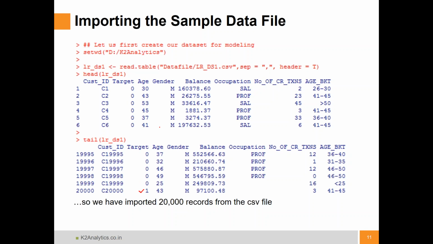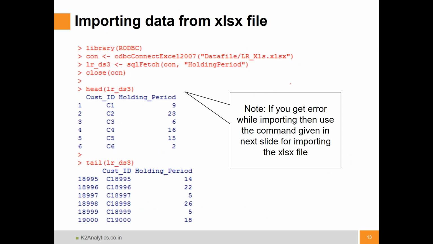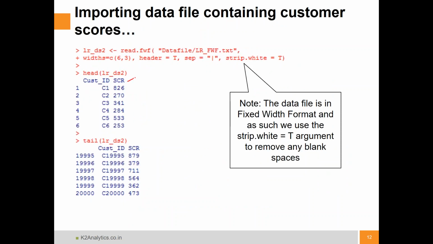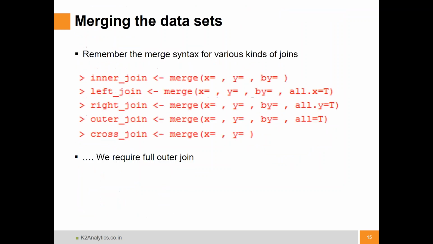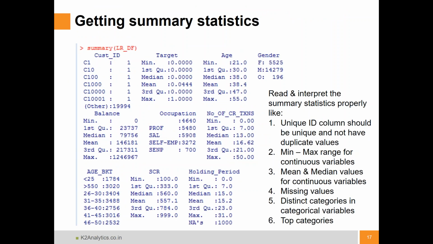Some of the demographic variables that are available are age, gender, occupation, some behavioral variables like balance, number of credit transactions, and then a couple of more behavioral variables which are holding period and score. All this data we have integrated together and prepared our modeling data set using a join, and this is our final modeling data set. Then once you have your data set, first is basically understanding the variables.